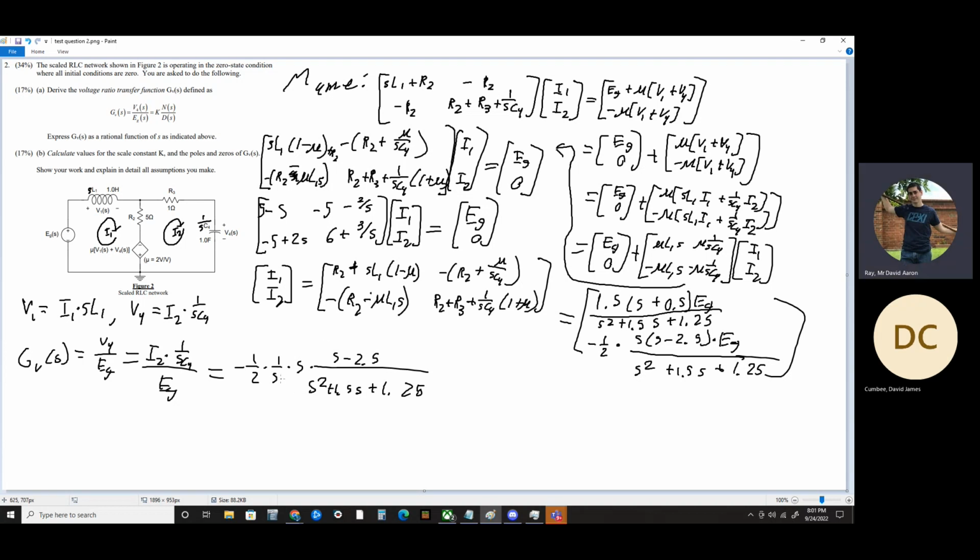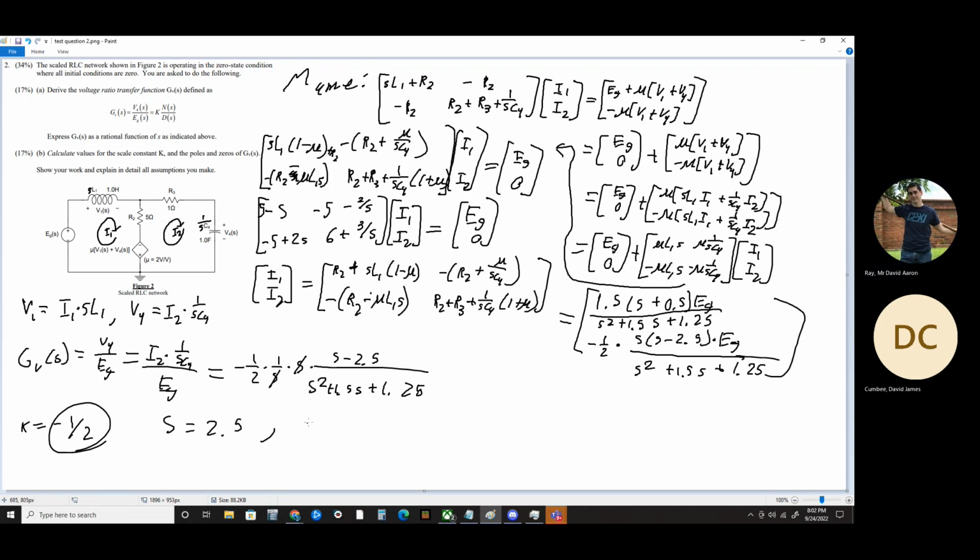So far, so good. We're able to cancel that s, cancel that s. We now see our k is equal to negative 1 over 2. And since it's a scale constant, it has no units. It's unitless, so we don't have to worry about that. And then for poles and zeros, the zero is going to be s equals 2.5.